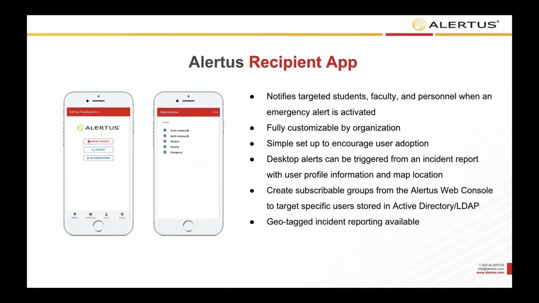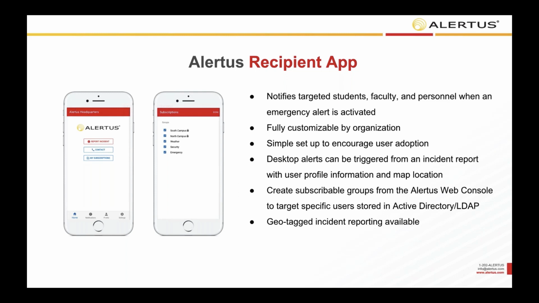On the recipient side, we have an app that notifies all of your employees, contractors, really your personnel of the alerts immediately when the alert goes off. You can customize your Alertus app to have your branding, your logo, providing authenticity that the message did come from your organization.